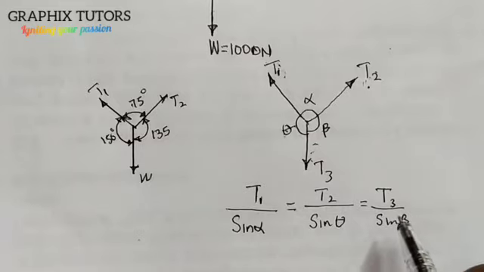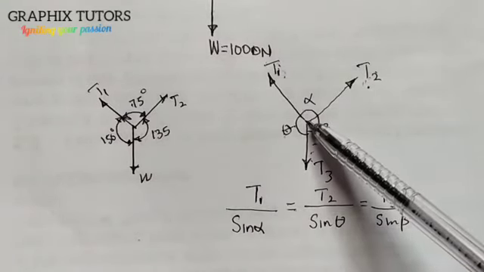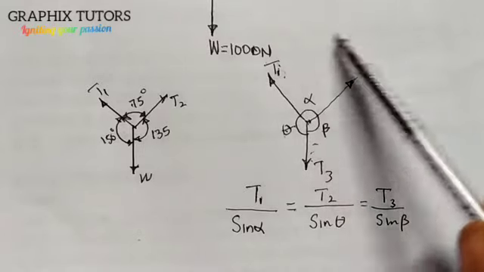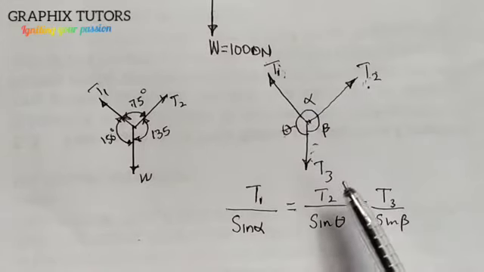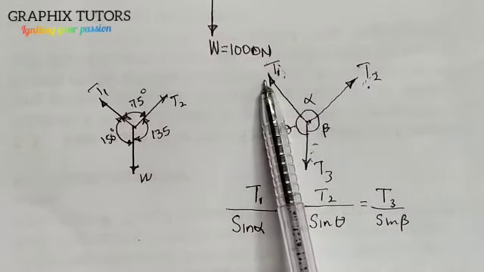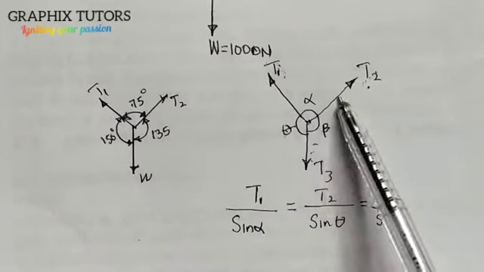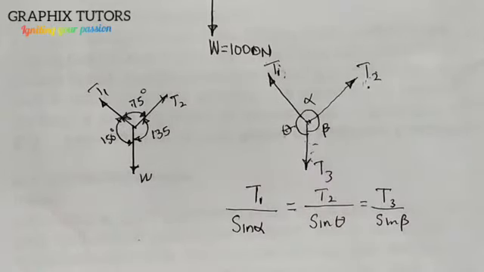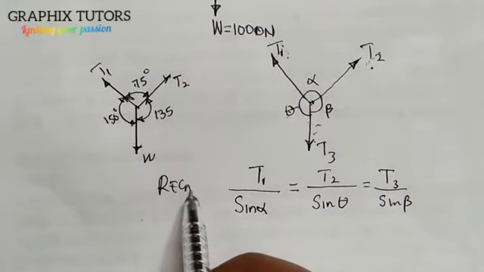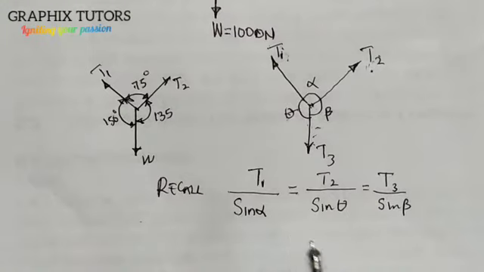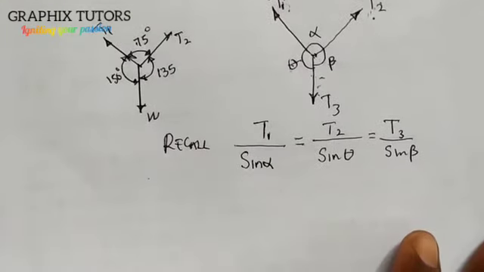So the law simply says that when three concurrent coplanar forces acting at a point are in equilibrium, then each of the forces is directly proportional to the sine of the angle between the two other forces. That is Lami's theorem. So we are going to apply this rule here. You write this down as a recall.